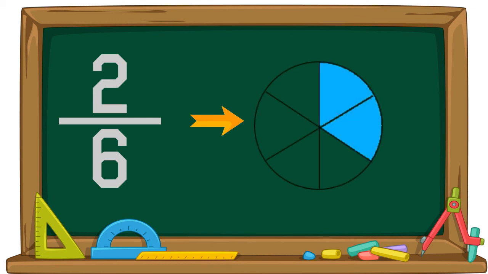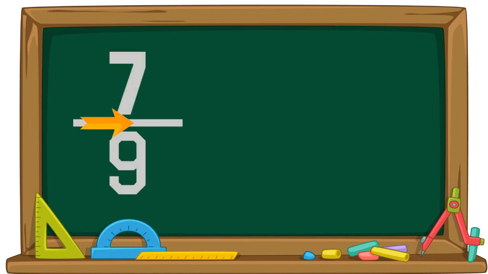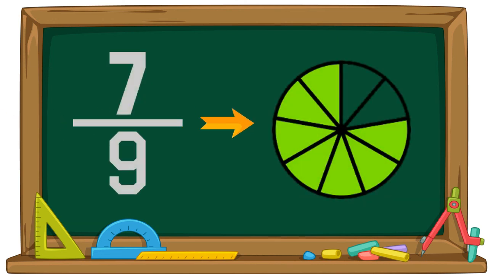Now look at this. This is a different way to do it. I have a circle divided in 6 parts and I am taking 2 parts, 1 and 2 out of 1, 2, 3, 4, 5, and 6. There are different ways of making one fraction. For example, this one, 7 ninths. I have the circle divided in 9 parts and I have to take 7 of them.